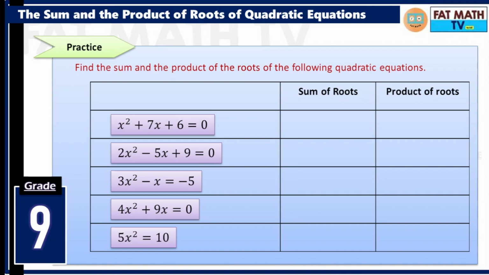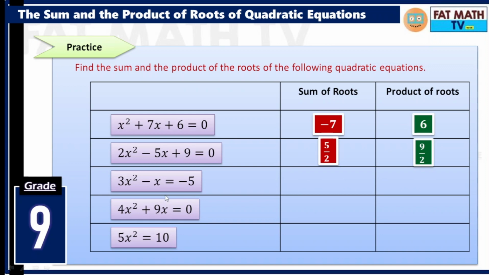Let us check if your answer is correct. So for number 1, the sum of the roots is negative 7 because that is negative of 7 over 1. So negative b over a. And the product of the roots is 6. So that is 6 over 1. That's c over a. Here, for the sum of the roots of this equation, that's positive 5 halves. And the product is positive 9 halves.